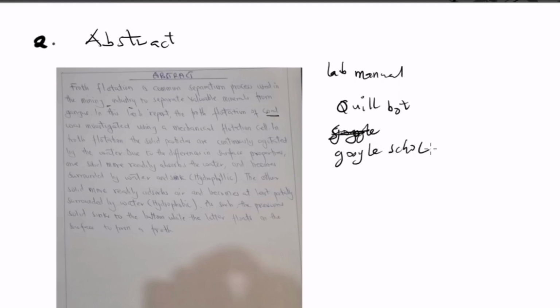Google Scholar can also help you with that. You find the article you are looking for, then you look at the abstract. If the abstract is the same, you just generate an abstract from it. You can also use Chat GPT.